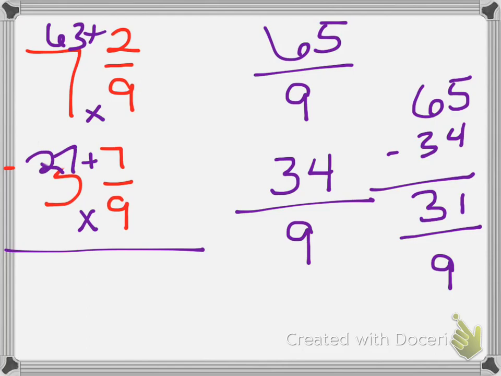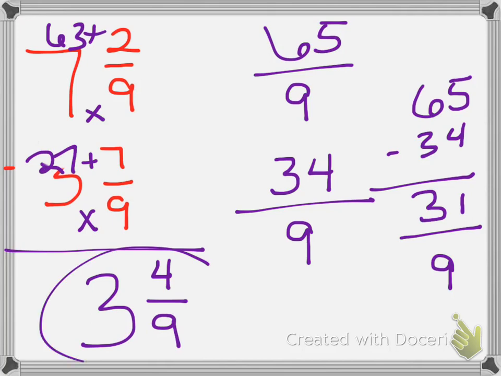I know 9 times 3 is 27. That gets me my whole number. And then 27 up to 31 would be 4 ninths. I cannot simplify any more than that, so that is my final answer.